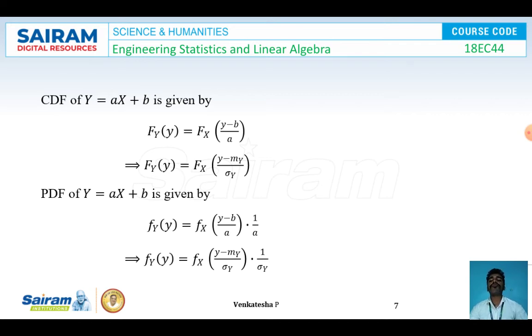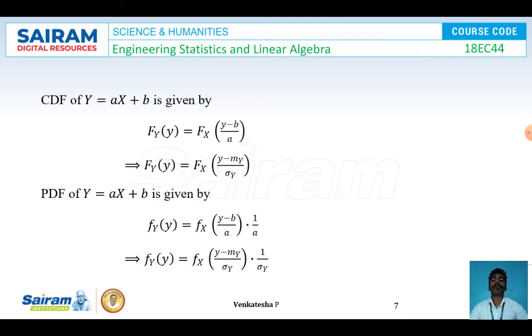Similarly, the PDF of y equal to ax plus b is given by the density function f_Y(y) is equal to f_X((y minus b) by a) into 1 by a. Again, I'll be replacing the constants, that is a is equal to sigma_y and b is equal to mu_y. So I got a density function for y as f_Y(y) is equal to f_X((y minus mu_y) by sigma_y) into 1 by sigma_y.